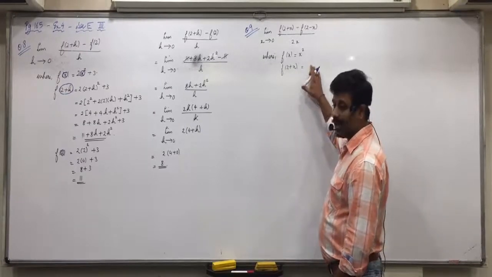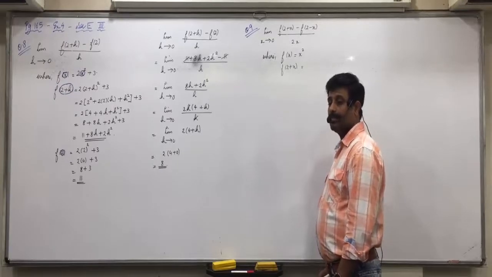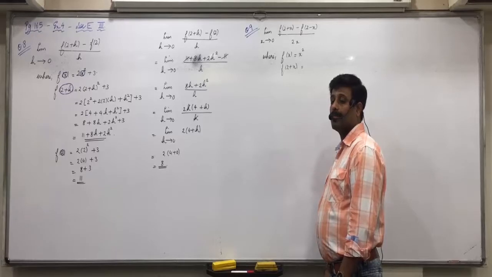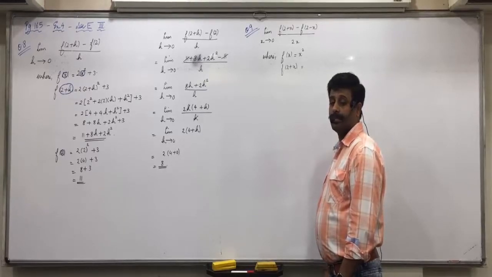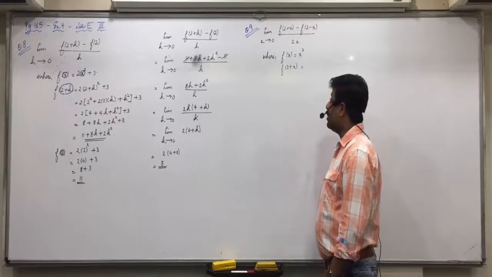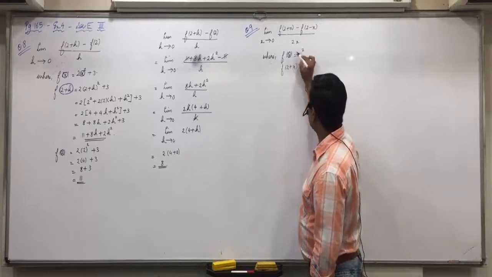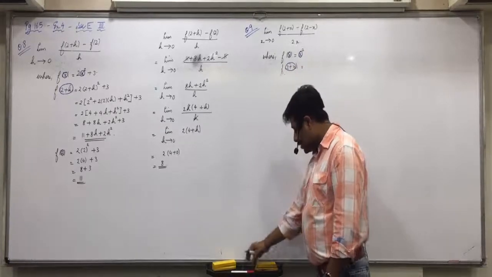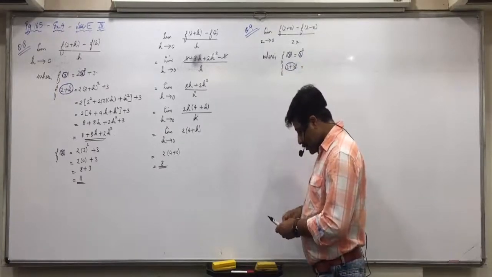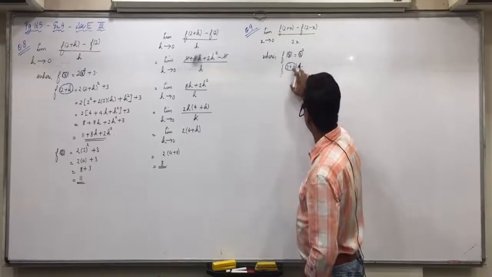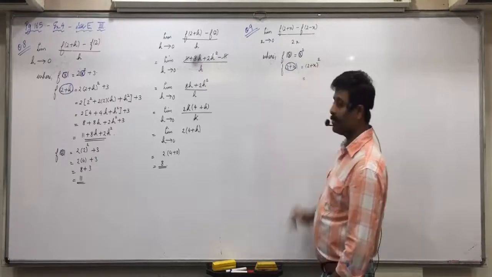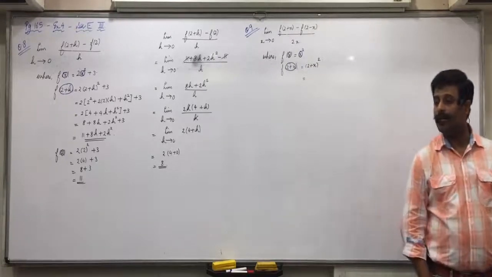What will we get? What should I write? Kushi? f(2 plus x) square. Wherever there is x, you'll put 2 plus x. So what will you get? In place of x, you'll write 2 plus x whole square. Did you understand this question?